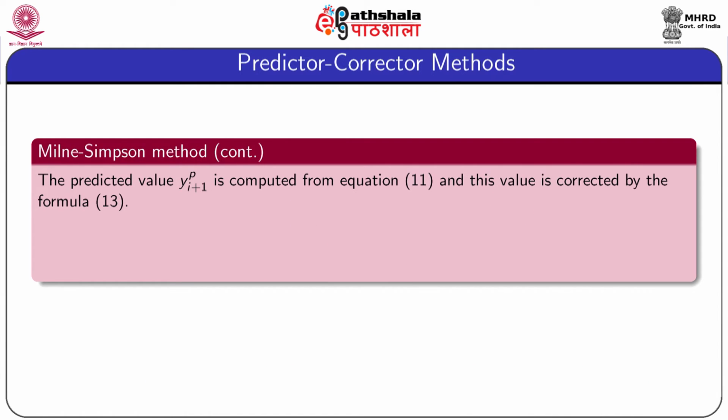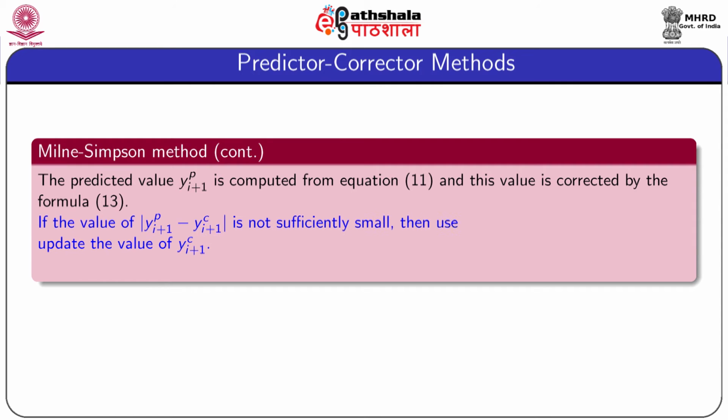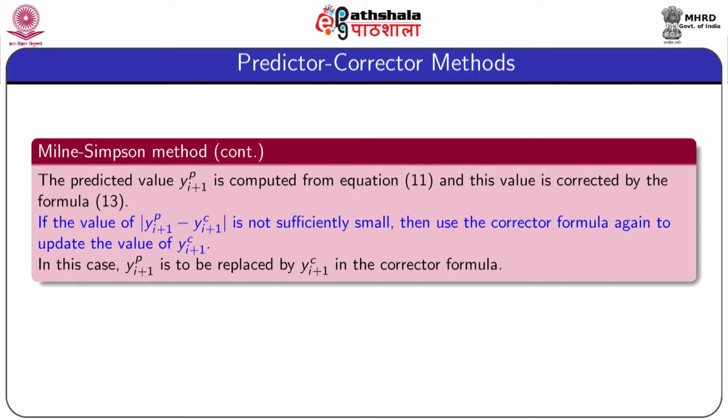The predicted value y_{i+1}^p is computed from equation 11, and this value is corrected by the corrector formula 13. If the absolute value of the difference y_{i+1}^p - y_{i+1}^c is not sufficiently small, then use the corrector formula again to update the value of y_{i+1}^c. And in this case, the predicted value is replaced by y_{i+1}^c in the corrector formula.